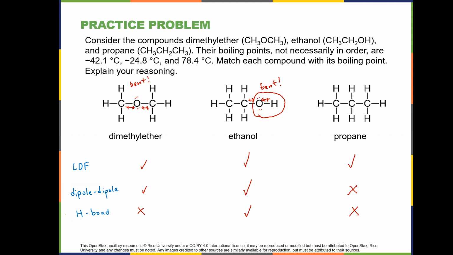The strongest intermolecular force is hydrogen bonding. And so ethanol, which exhibits hydrogen bonding, has the strongest intermolecular forces. Since it has the strongest intermolecular forces, it is going to be the hardest to boil. And so it will have the highest boiling point. And so, all right, 78.4 degrees Celsius as our boiling point for ethanol.